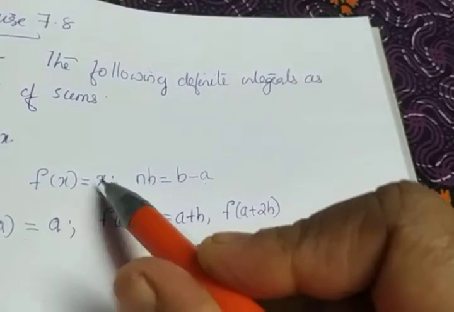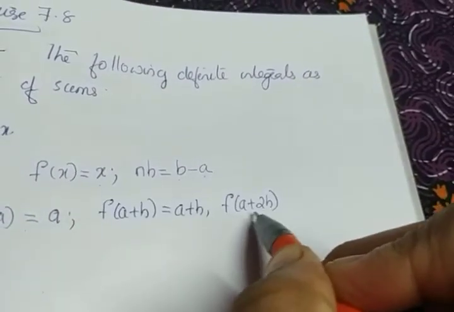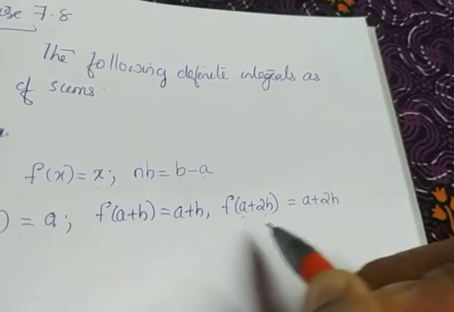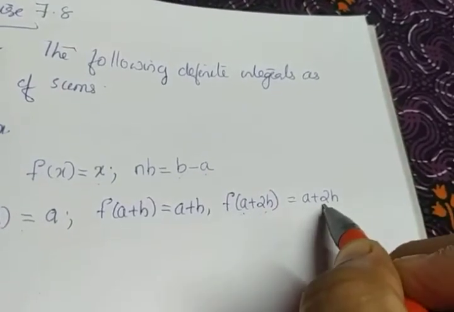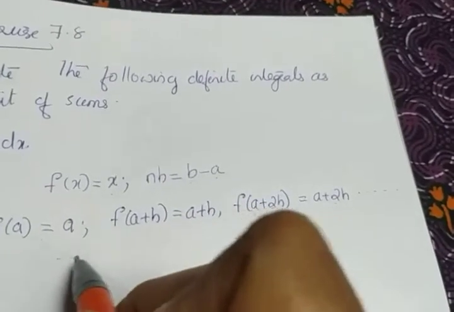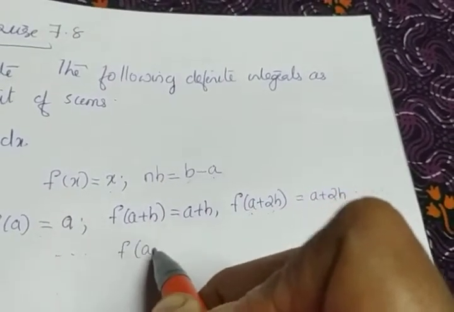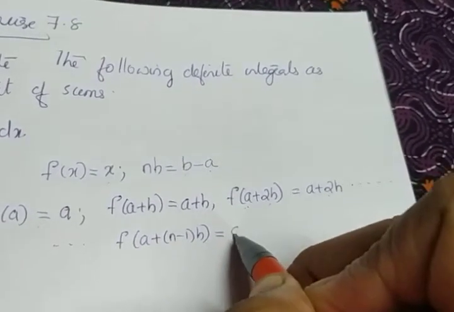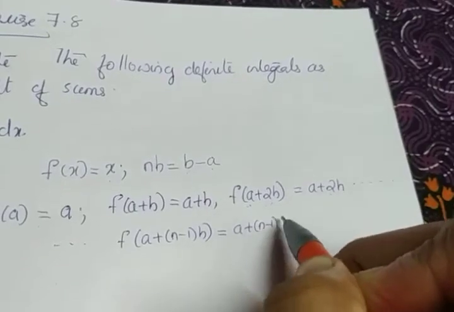Whatever is there in the bracket, it is there as a function. So here a plus 2h is there inside the bracket, so we have to write a plus 2h. F of x is x. So f of a plus 2h is a plus 2h, etc. There are many more terms to find, but we will put etc. And the last term we have to find is f of a plus n minus 1 into h. That will be the same as a plus n minus 1 into h.